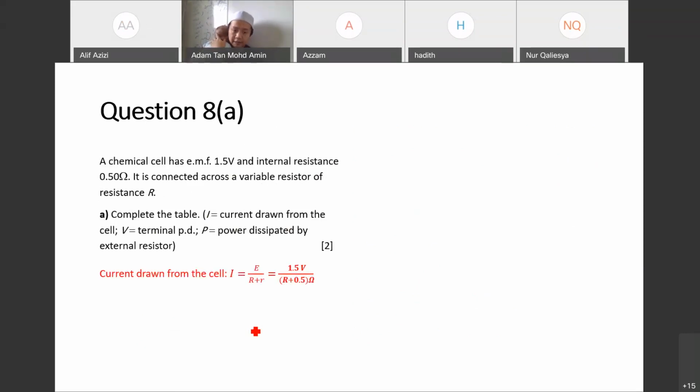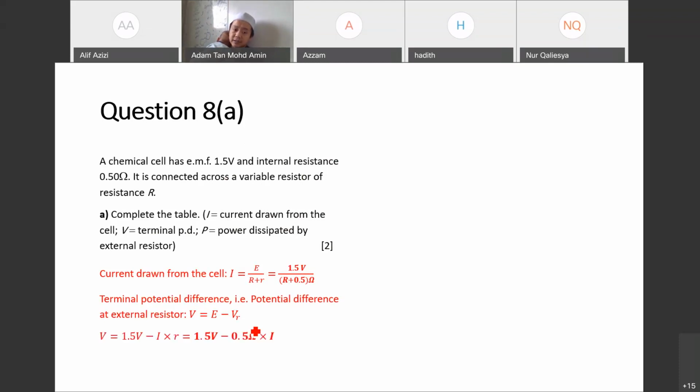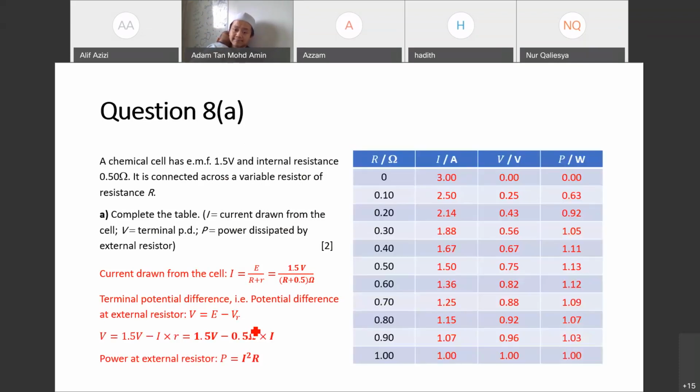So in order to complete the table, first we just finalize the equations that are concerned and plug in the value sajalah. So kita dah tahu first dia minta current and then dia minta potential difference at the external resistor. So kena play around with the equation. So once you finalize the equations, you can actually tabulate the data lah. Okay. So dia masukkan. And for this question memang dia dah bagi tahu dah what are the values that they want.